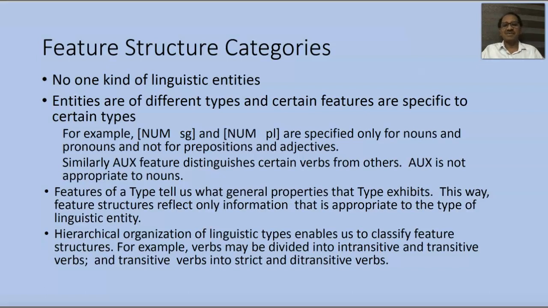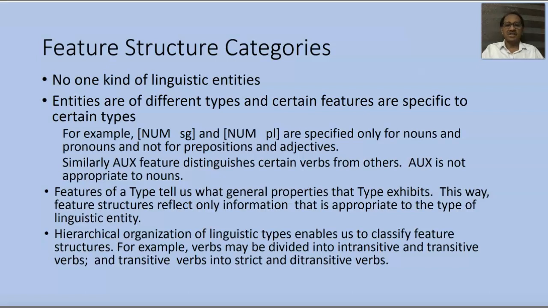For example, number as a feature, its value is singular, and number as another feature and plural as its value are specified only for nouns and pronouns and not for prepositions and adjectives. Right? That is, singular and plural are the values of number which are characteristic of nouns and pronouns.